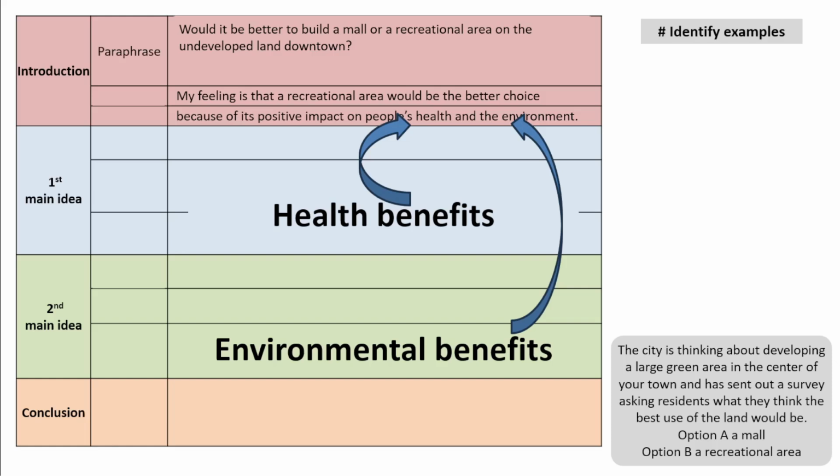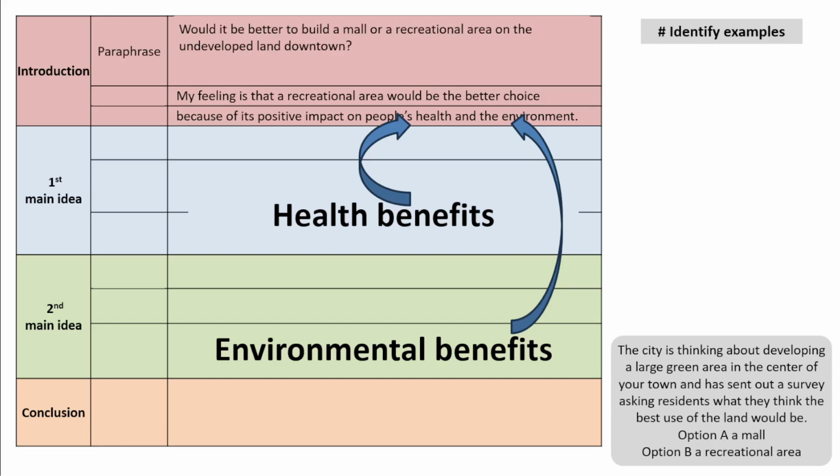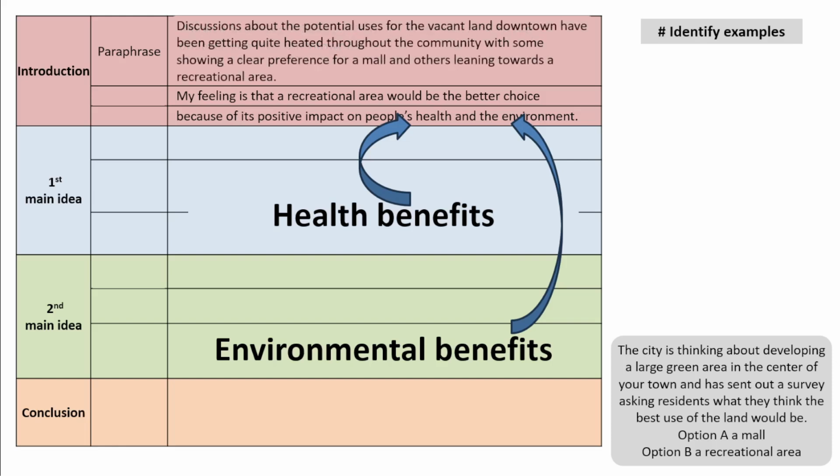It needs three parts. It needs a paraphrase of that situation. And so rather than say would it be better to build a mall or a recreational area on the undeveloped land downtown, I'm going to say discussions about the potential uses for the vacant land downtown have been getting quite heated throughout the community, with some showing a clear preference for a mall and others leaning towards a recreational area. And so now I've got the three components of my introduction with the paraphrase, the opinion, and the main ideas.